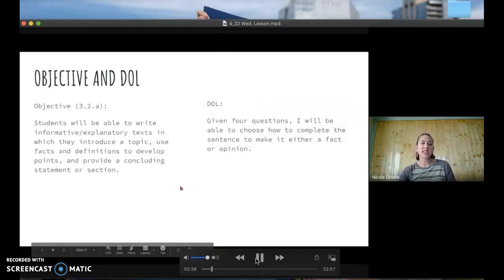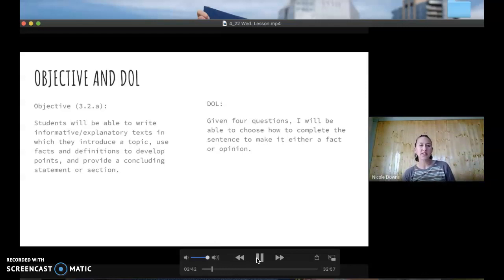So our objective today is the same it's been all week. Students will be able to write informative and explanatory texts in which they introduce a topic, use facts and definitions to develop points, and provide a concluding statement or section. Today, your DOL, given 4 questions, I will be able to choose how to complete the sentence to either make it a fact or an opinion.